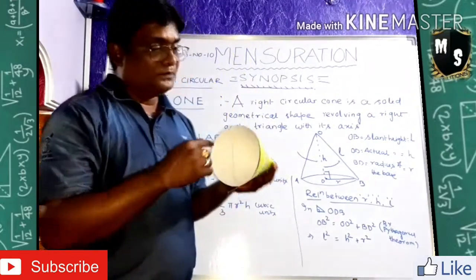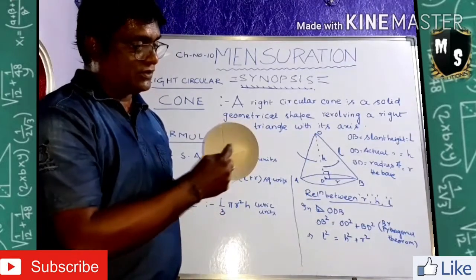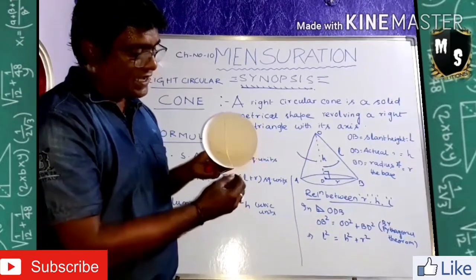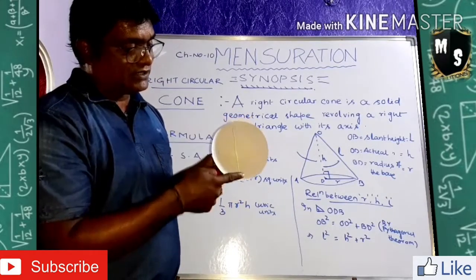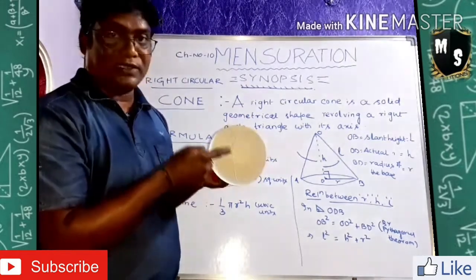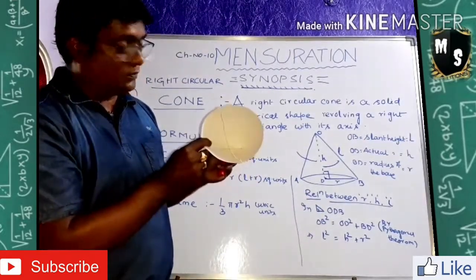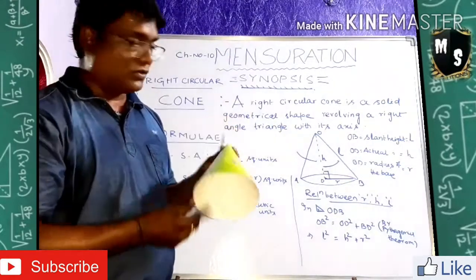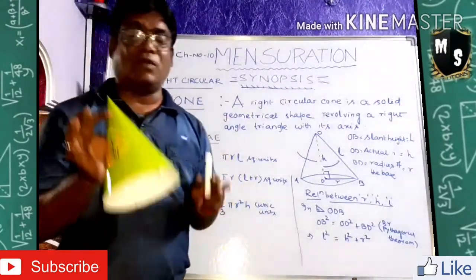You see now, this is the circle. The circle has the center here, and from the center to here is called the radius. I am just explaining with the example of this thread. This thread is the diameter, and half of this is called the radius. The line joining the center to the top end is called the actual height, and this is called the slant height. So that much is involved in the cone.